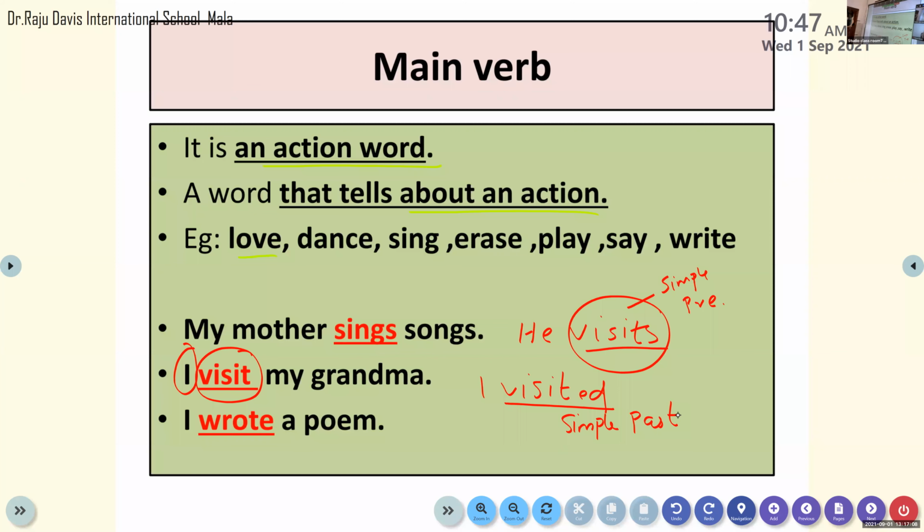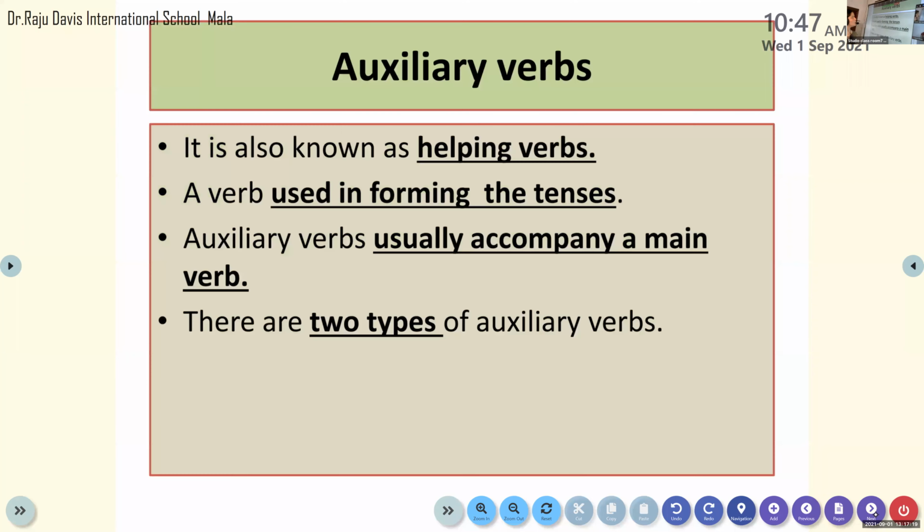Okay, this is also an example for a main verb. I wrote a poem. Wrote is a main verb over here because it shows the exact time of action. Okay, this is an action word. This is the principal word. And we discussed auxiliary verbs in common. Auxiliary verbs, I have told you. Another name for the auxiliary verb is helping verb.